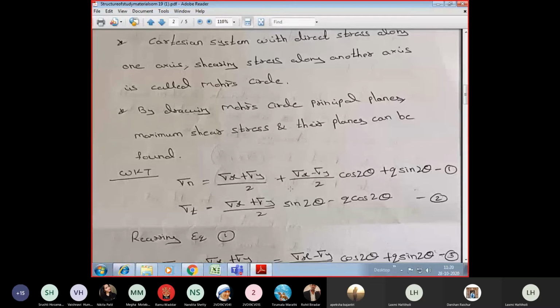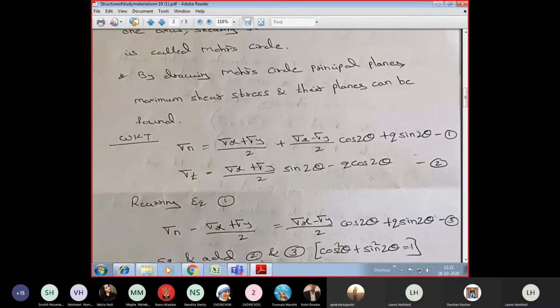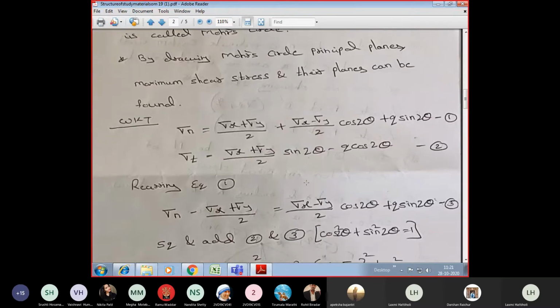What made us say that a circle can show you all these stresses? That proof I'm going to show you. We have the two formulas, sigma n and sigma t. I have written them here as equation 1 and equation 2. Now let's do some mathematical simplifications. I'll show you the simplification now.